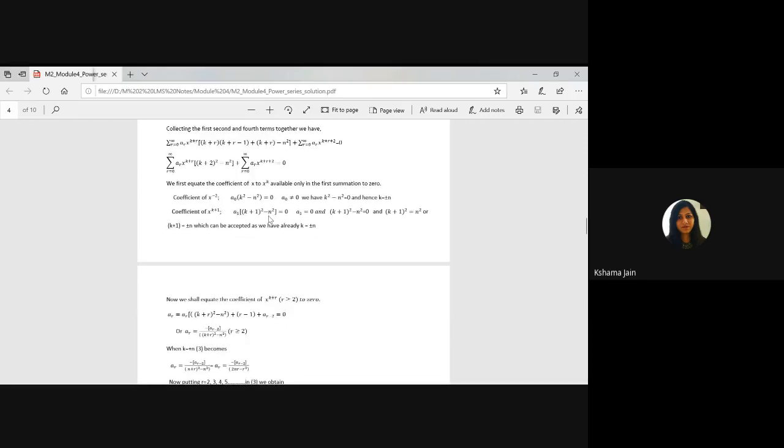For the k plus r, see here this term is having x raised to power k plus r, so we will not do anything with this term. But here it is k plus r plus 2, and we require only k plus r. For that, what am I supposed to do? Two steps back. When I put r minus 2 in place of r, only then will this term be x raised to power k plus r. So here it will be a r minus 2. This is very important.